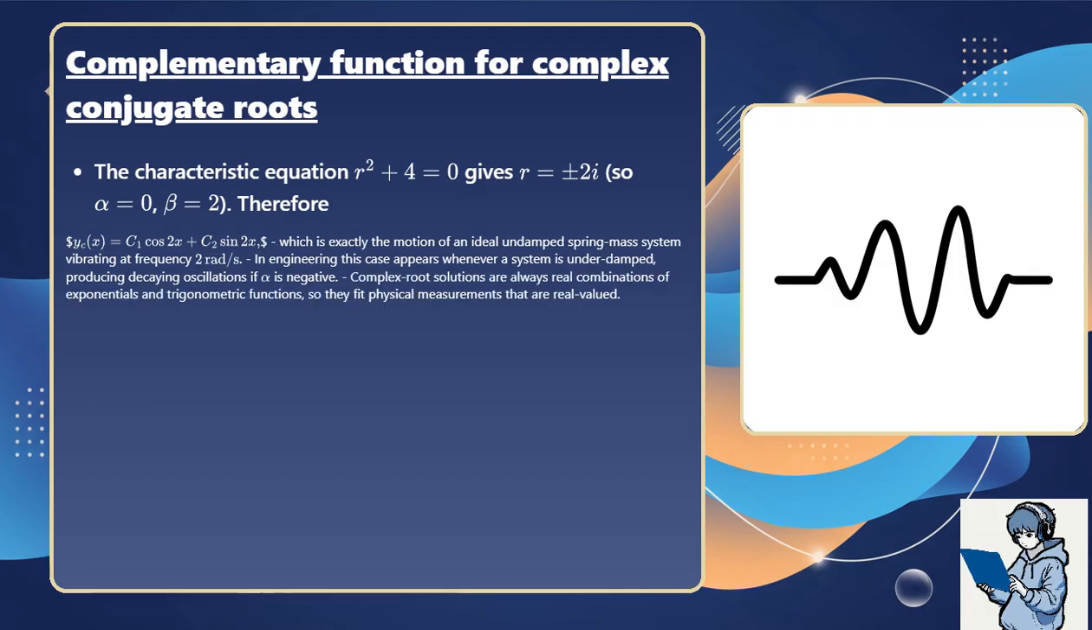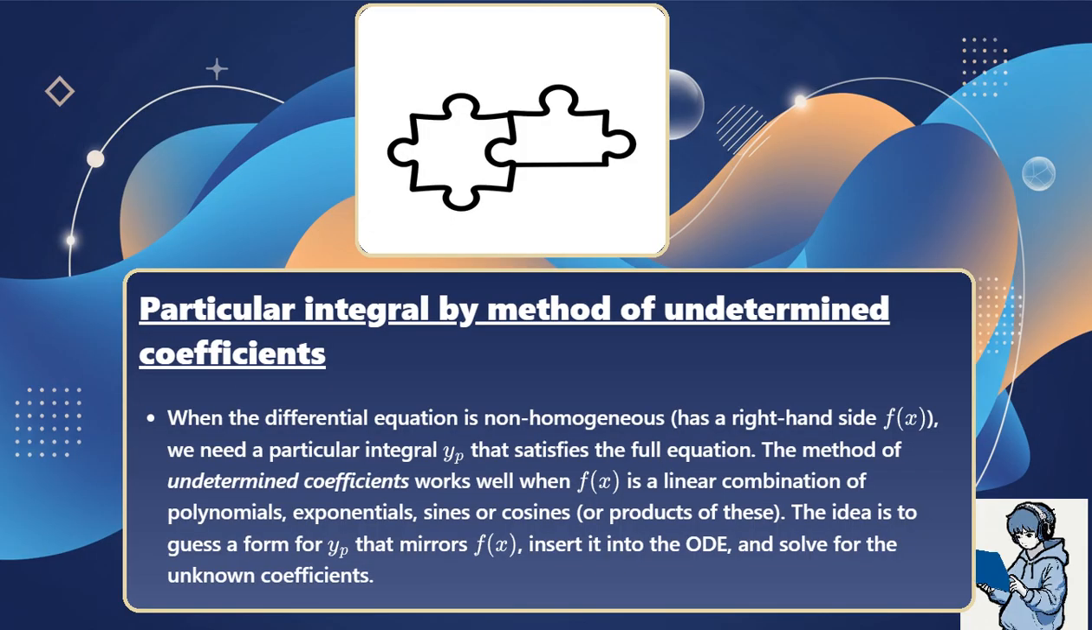Complex root solutions are always real combinations of exponentials and trigonometric functions, so they fit physical measurements that are real valued. When the differential equation is non-homogeneous, meaning it has a right-hand side f of x, we need a particular integral y sub p that satisfies the full equation.